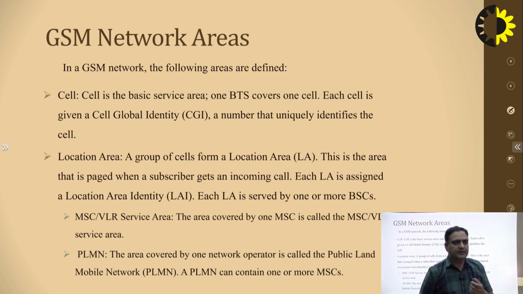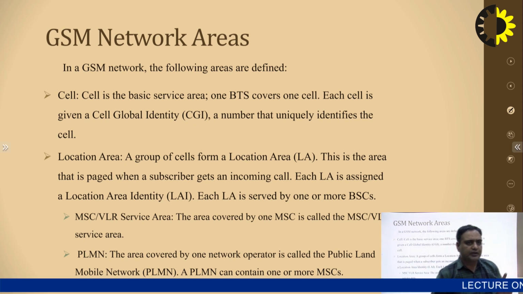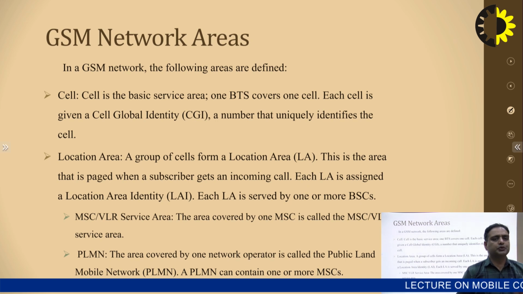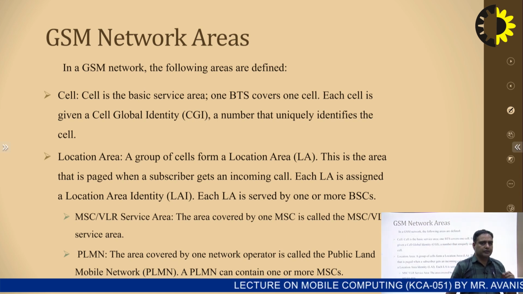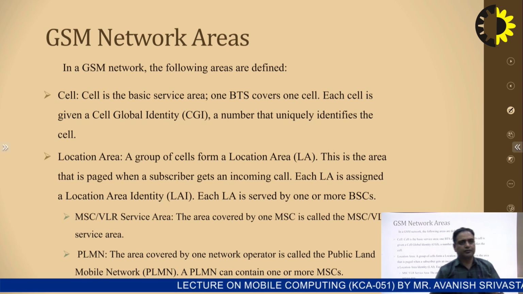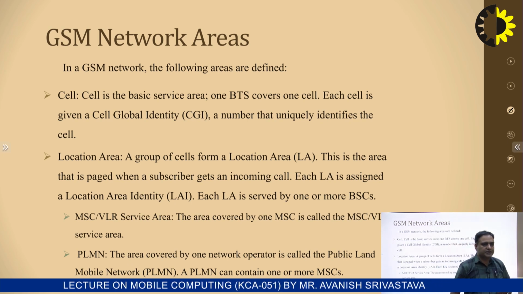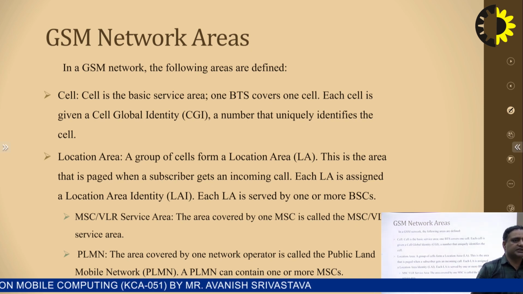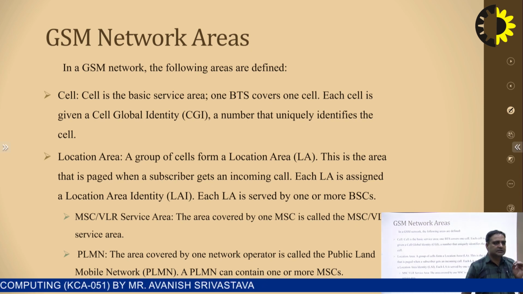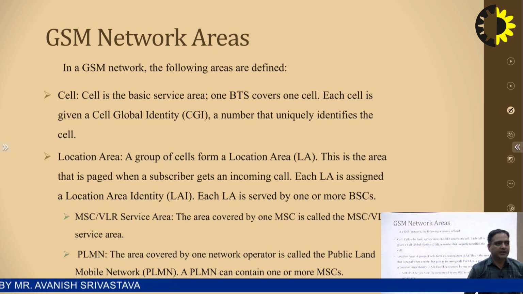In the TRX, 8 time slots are divided. One TRX means 8 time slots, 0 to 7. One time slot is allocated for data, one time slot is allocated for voice, and one time slot is allocated for channel allocations. Here the cell is the basic service area. One BTS covers one cell. Each cell is given a cell global identity, CGI, a number that uniquely identifies the cell.